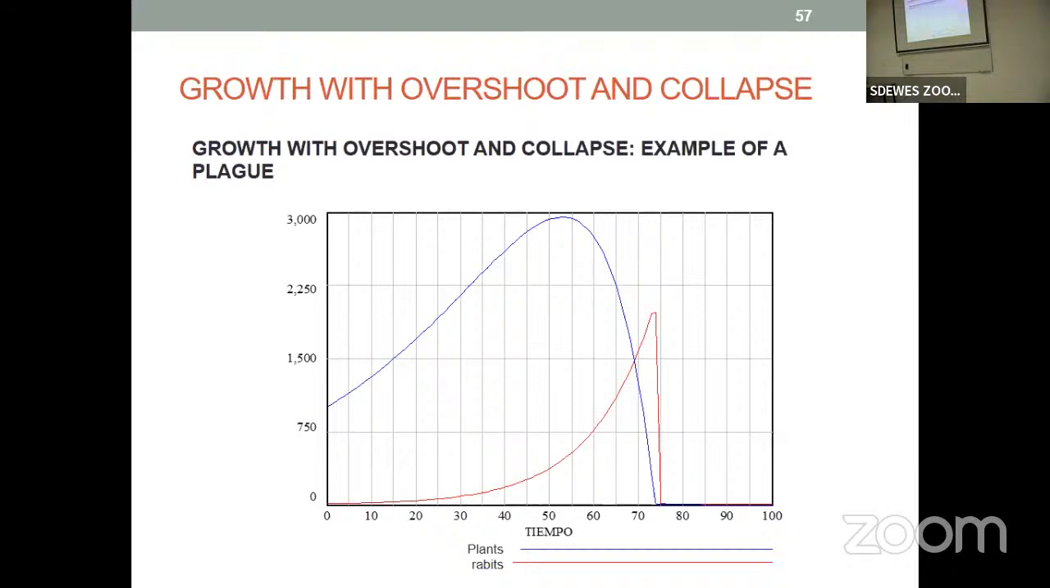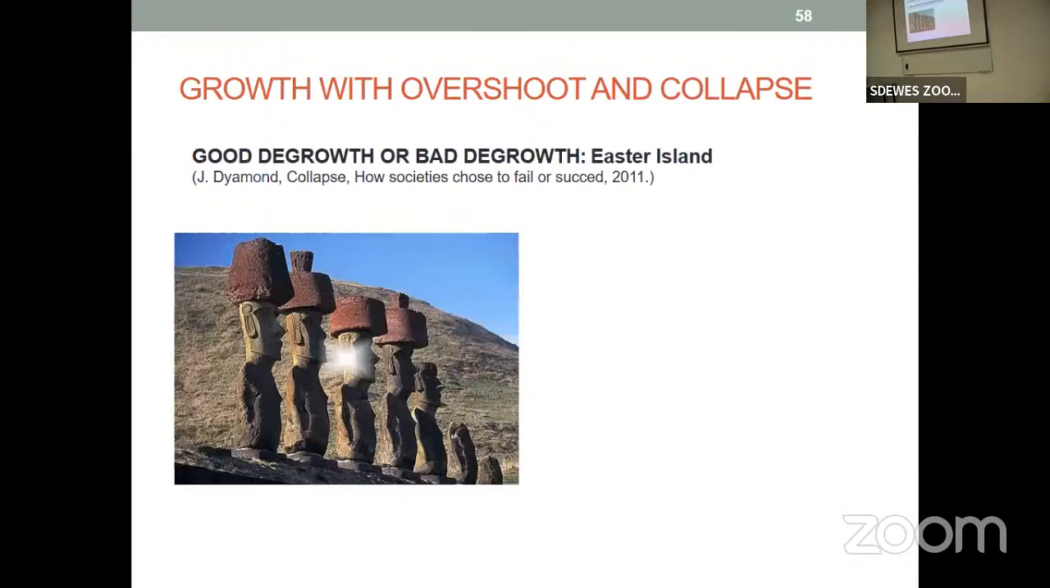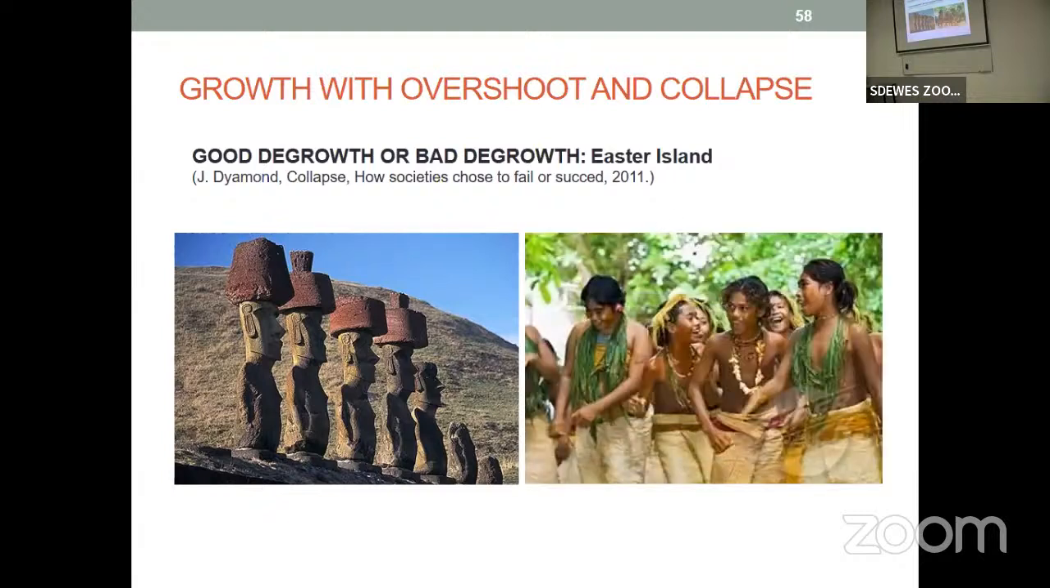Okay. So another classical case to study this collapse behavior is Easter Island. Everybody knows the case of Easter Island. There is a lot of literature about why this civilization collapsed. I like a lot the book of Jared Diamond about collapse. Probably you know it. If not, I recommend you read this book. We have done this exercise, but I'm not going to show you the exercises now.